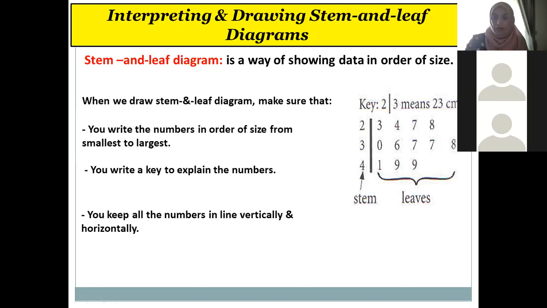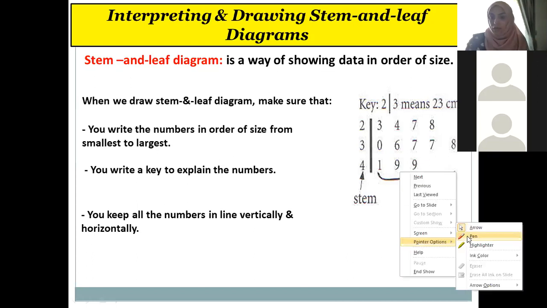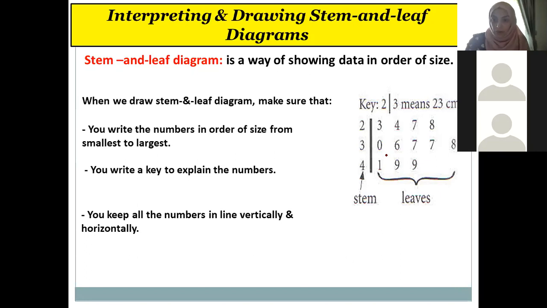And what I mean by that is that we have to write them in lines. If you just check here, what do we have? We have vertical lines. See how they are placed under each other. And also we have horizontal lines. So you have to keep the numbers in lines, whether vertically or horizontally. So what do we have? We have this part that we call the stem, and here we call them the leaves. We have the branches here.